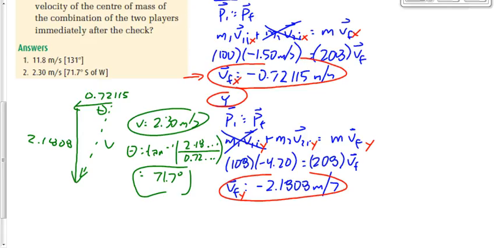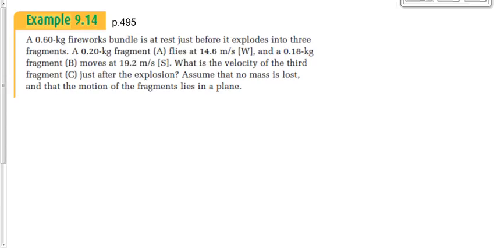Right? All right, well, let's have a look at this one. This is more of an explosion than a collision, but that's okay. Still use conservation of momentum. A 0.6 kilogram fireworks bundle is at rest just before it explodes into 3 fragments. A 0.2 kilogram fragment flies to the west, a 0.18 flies to the south, and we want to find the third one after the explosion.